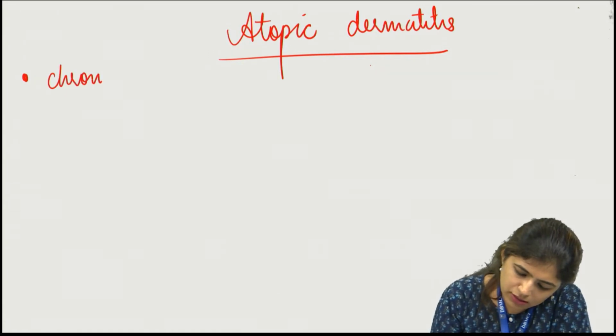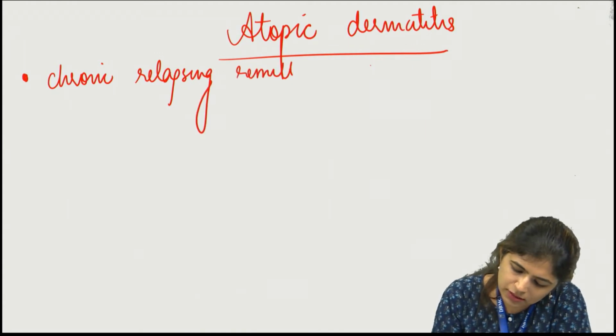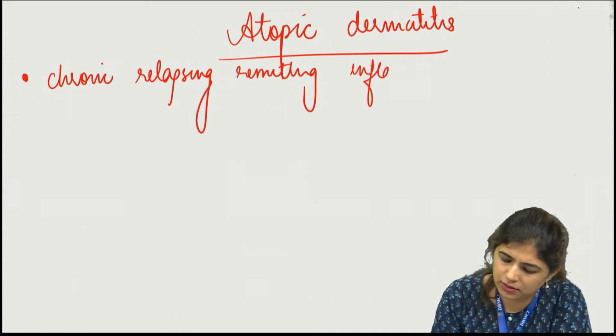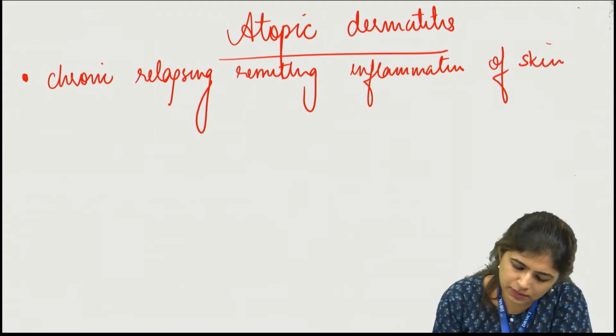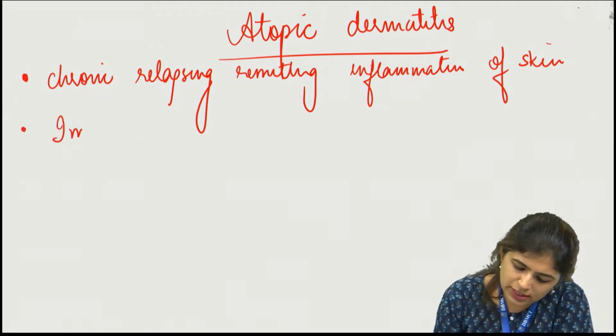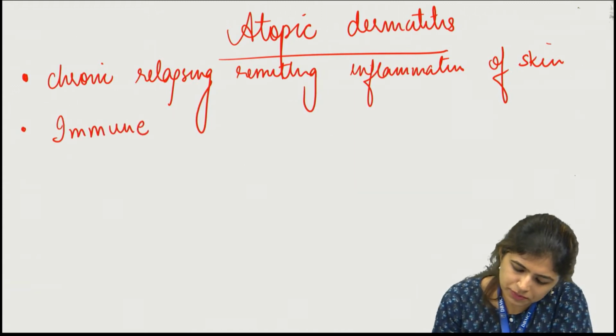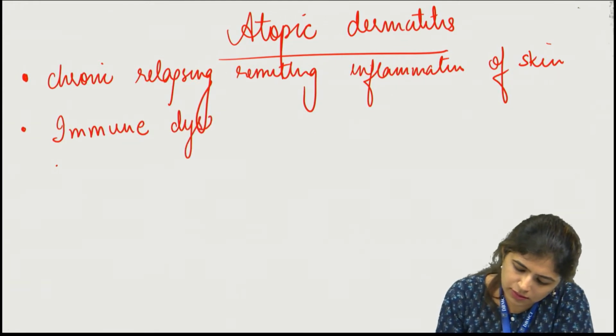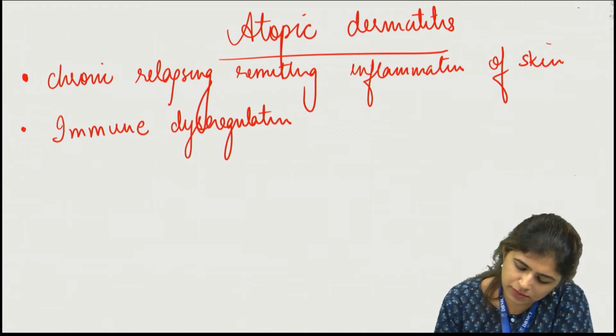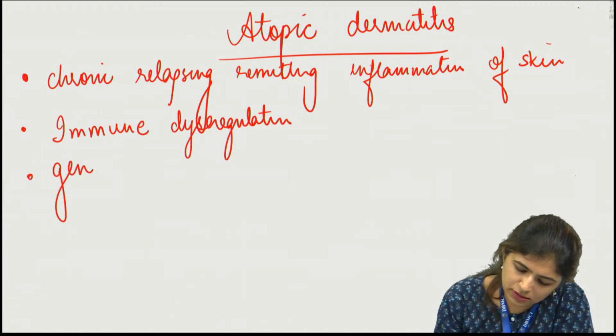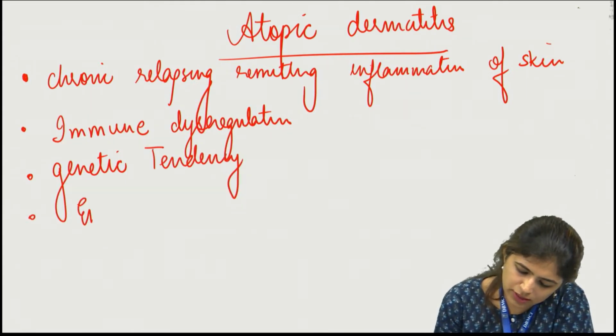This is a chronic, relapsing, remitting inflammation of skin. Three points are important here. One is immune dysregulation. Then the other point is a genetic tendency. And the third point is environment.